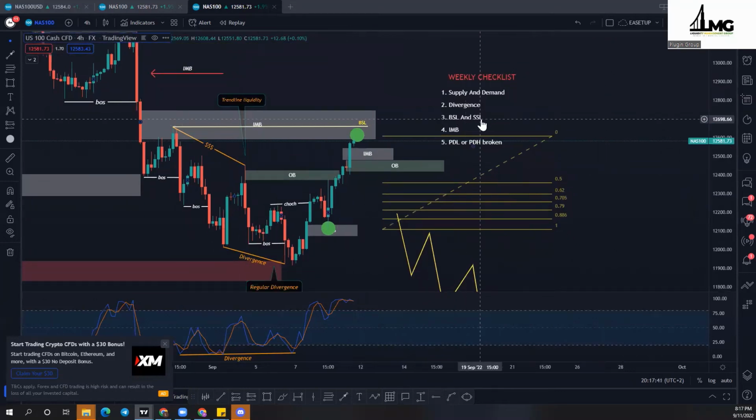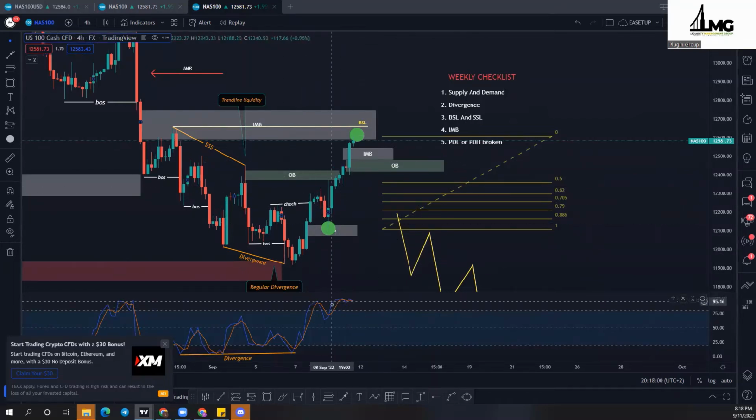Obviously, the buy side and sell side liquidity, the imbalance, and the daily highs and daily lows of the previous days to see whether they've been broken or not. Then I also identify my supply and demand zones, and last but not least, my divergence for the week. But just to go through the bias and the analysis.